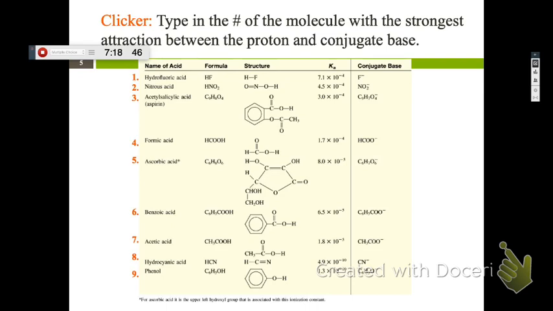Look at all of these different compounds here. If you can see, are they too small for you to see? Usually it's nice to send you the clicker and then you can zoom in on your screen. I don't know if I can do that. I'll try while you're taking a look here. My question is, which of these molecules has the strongest attraction between the conjugate base and a proton?